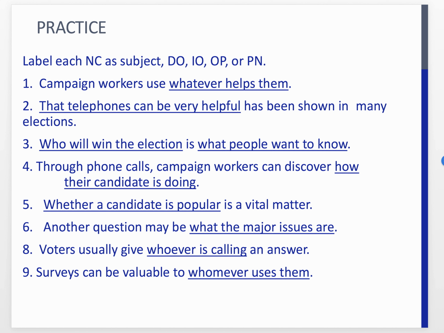Number 8, voters give him an answer. Voters give them an answer. Voters give an answer to whoever is calling. We have 2 nouns in there, whoever is calling and an answer. We can move them, so that means this is an indirect object. Whoever is calling, indirect object, an answer, direct object.